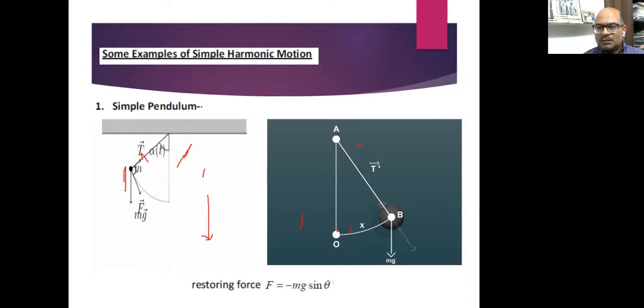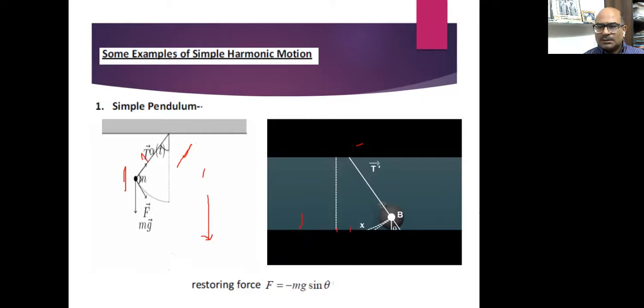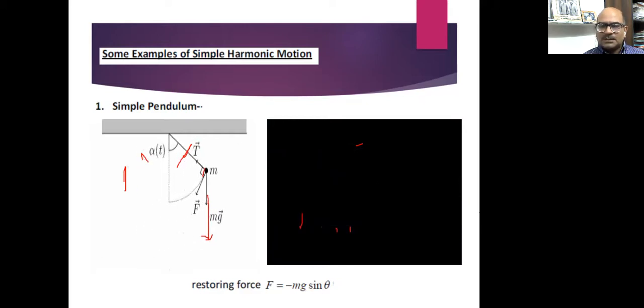And the weight is working downwards, but there are two components, mg cos theta and mg sin theta. This mg sin theta is the restoring force, and this mg cos theta is cancelled by the tension. So the tension and mg cos theta are cancelled, but the restoring force is actually mg sin theta in this case. So we will consider it, and because it is working in the opposite direction, we will consider it as negative.